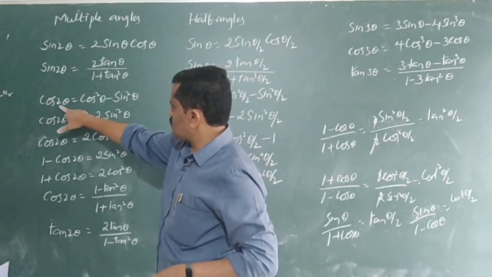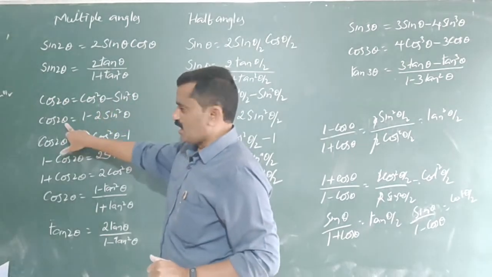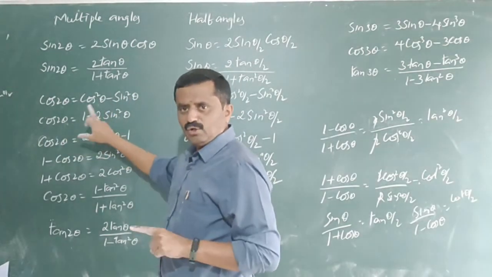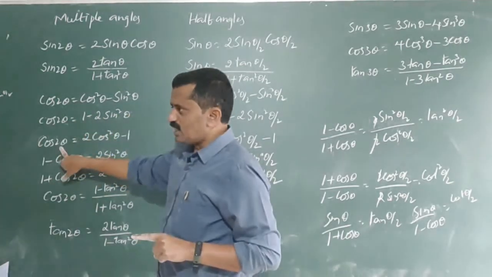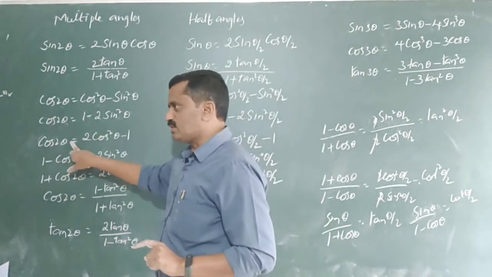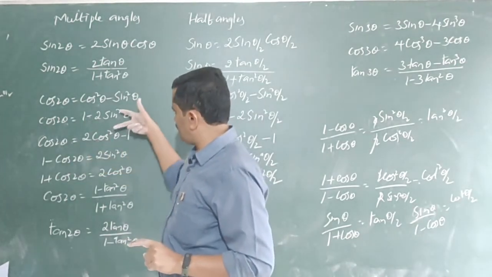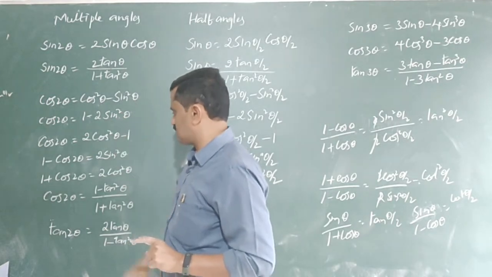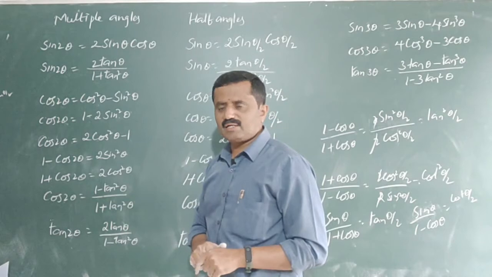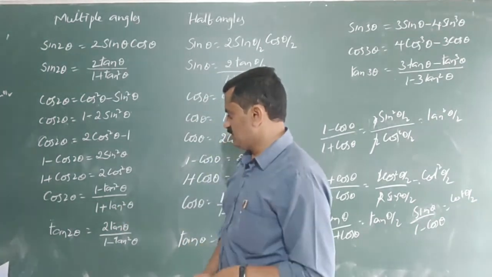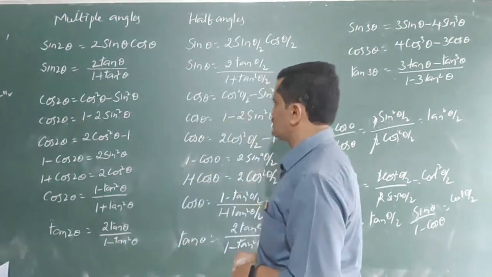So this is cos 2 theta in terms of cos and sin: cos square theta minus sin square theta. Cos 2 theta in terms of sin only: 1 minus 2 sin square theta. Cos 2 theta in terms of cos only: 2 cos square theta minus 1. By simplifying this, we'll get this. Cos 2 theta in terms of tan is 1 minus tan square theta divided by 1 plus tan square theta. Tan 2 theta is 2 tan theta divided by 1 minus tan square theta.